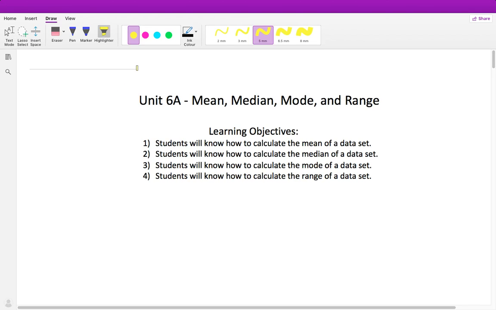All right, so now we're moving on to our final unit of the year. All right, our last one. Yay! We're almost finished. We're almost at that finish line. All right, and this whole unit is going to be on statistics.